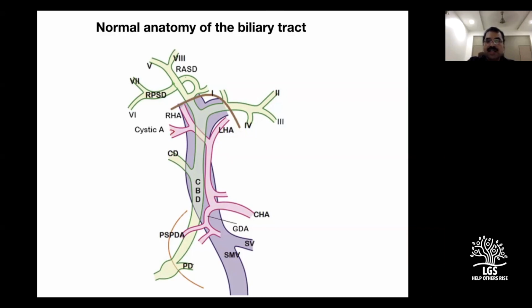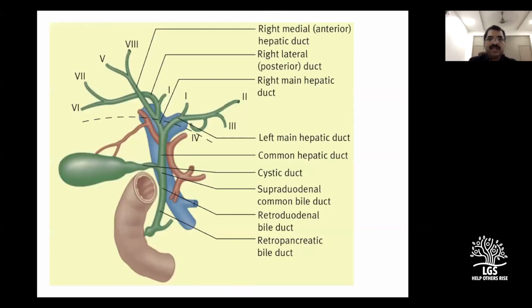Then the cystic duct joins, then it forms the common bile duct, and finally it joins the pancreatic duct to form the common channel, and enters into the second part of the duodenum as the ampulla of Vater. So these are the joining segments.